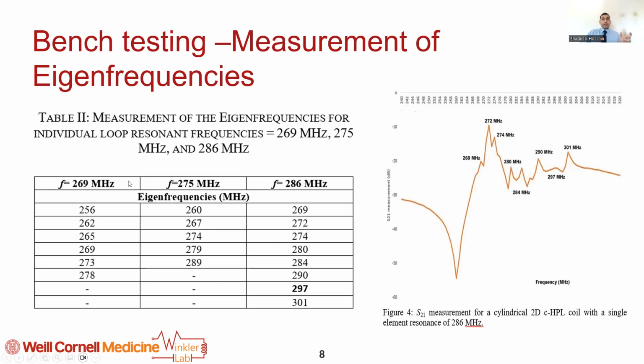We tuned each of these resonating elements at 269 megahertz. We found that there are a couple of eigenfrequencies, but it did not help us reach our desired 298 or 300 megahertz. That is what we need to tune our RF coil for 7 Tesla. Similarly, with 275 megahertz, our eigenfrequencies were not falling within that frequency range. However, when we use a 286 megahertz frequency, you would be able to see that it did reach our desired 298 to 300 megahertz range. And this was measured using the same pickup loop, which is connected to a network analyzer.